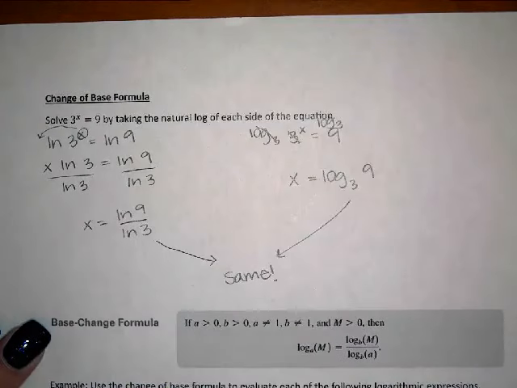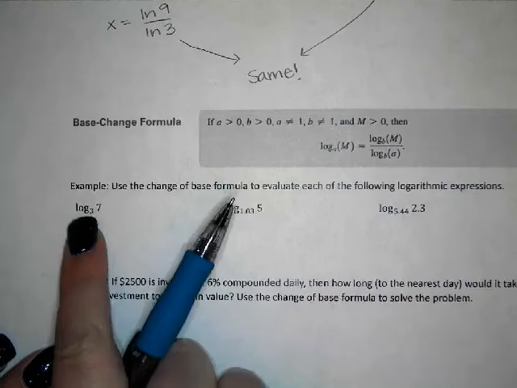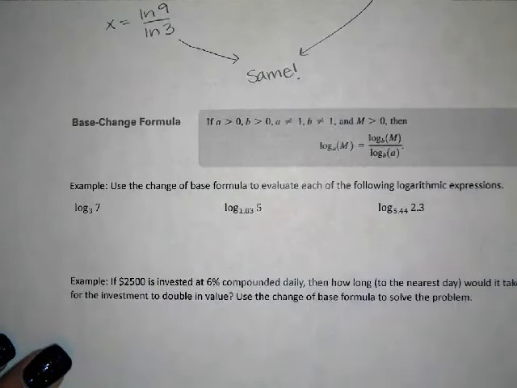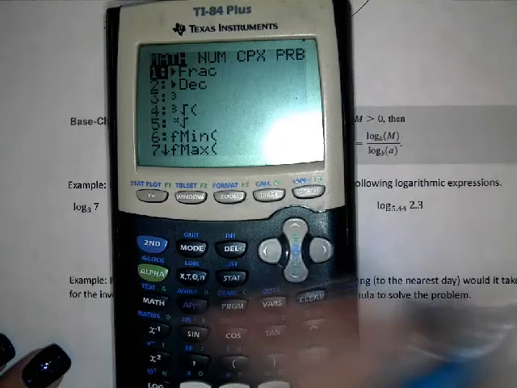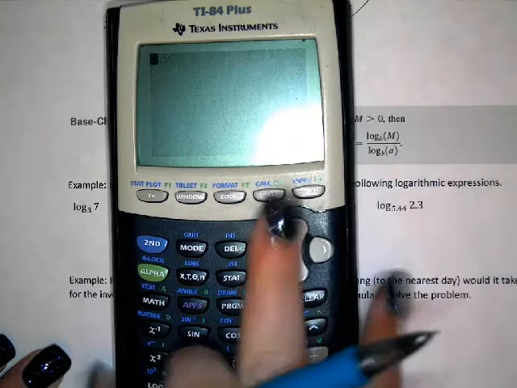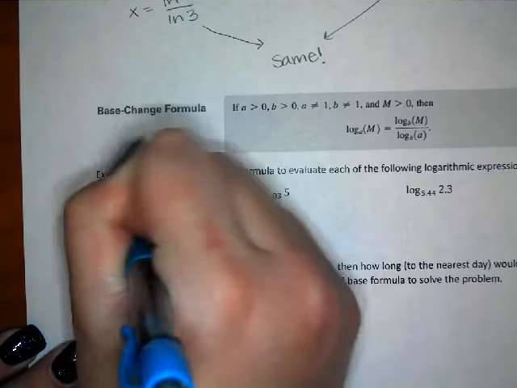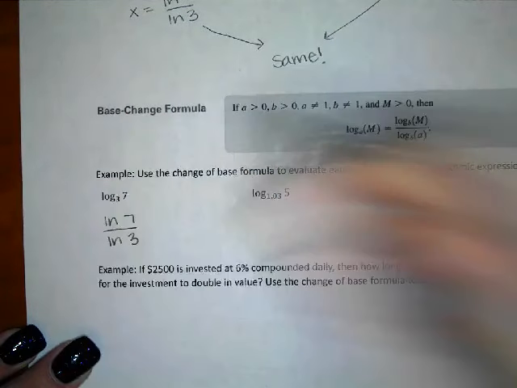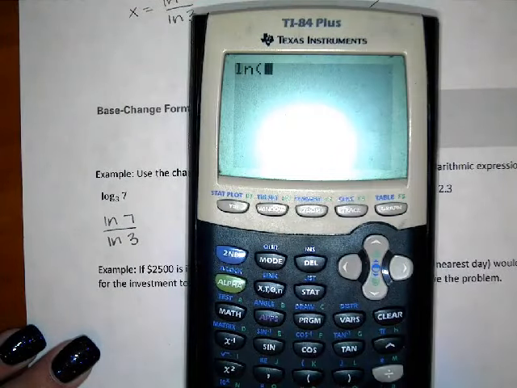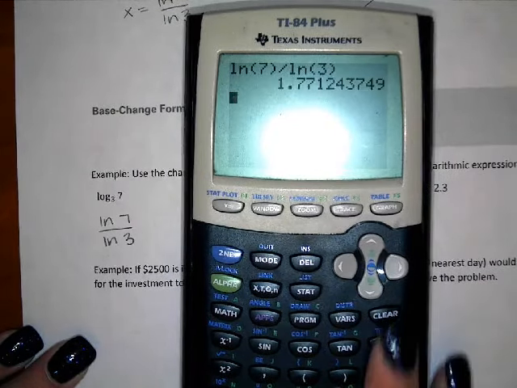So now we're going to use the change of base formula to evaluate each of these without using the function on our calculator where we hit the math button, go up, and actually type it in. We're not going to do that. We're going to use the change of base formula. So this one is ln 7 divided by ln 3. So ln 7 divided by ln 3, 1.771.